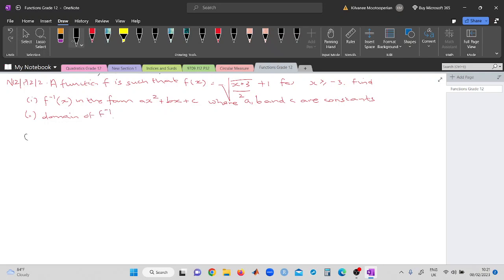Okay? So, to make f become the inverse, let y be equal to the square root of x plus 3 over 2, plus 1. Square both sides. Before that, we take minus 1 to the other side. So y minus 1 equals the square root of x plus 3 over 2. And then I square both sides.